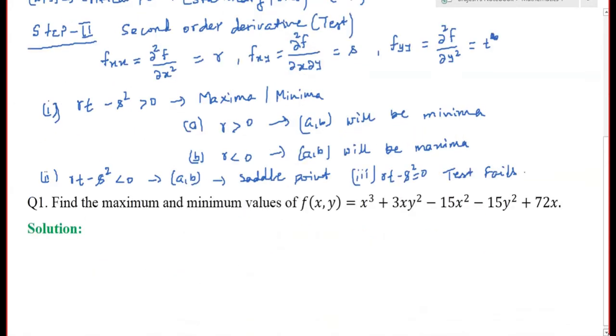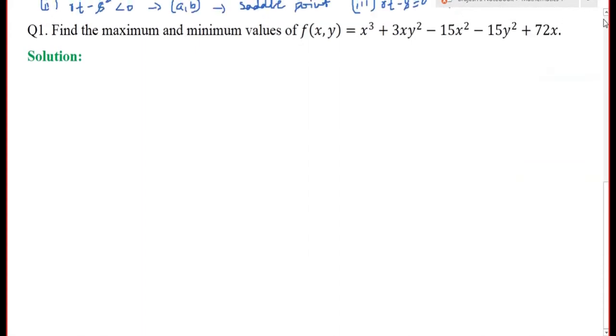Now we come to our first example. Find the maximum and minimum value of f of x, y equals x cube plus 3xy square minus 15x square minus 15y square plus 72x. For that, we go for step 1.